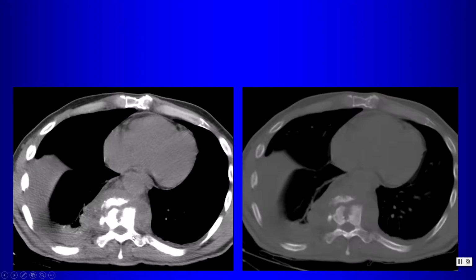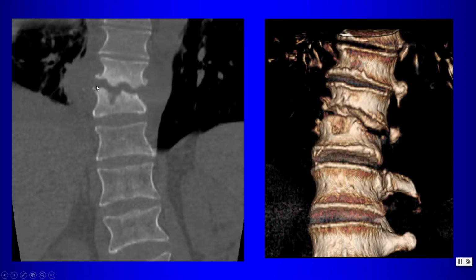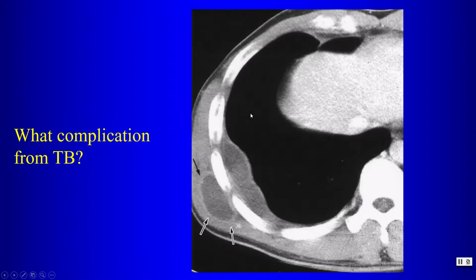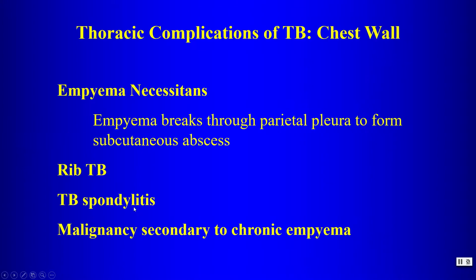So paraspinal abscess can give you a posterior mediastinal mass and will cause bulging of the paraspinal lines. In this case, the patient had discitis and chronic osteomyelitis and developed a paraspinal abscess as a complication of tuberculosis. Here's another complication of tuberculosis illustrated here when empyema breaks through the chest wall into the subcutaneous soft tissue. This is called empyema necessitans, so that's when empyema breaks through the parietal pleura to form a subcutaneous abscess.